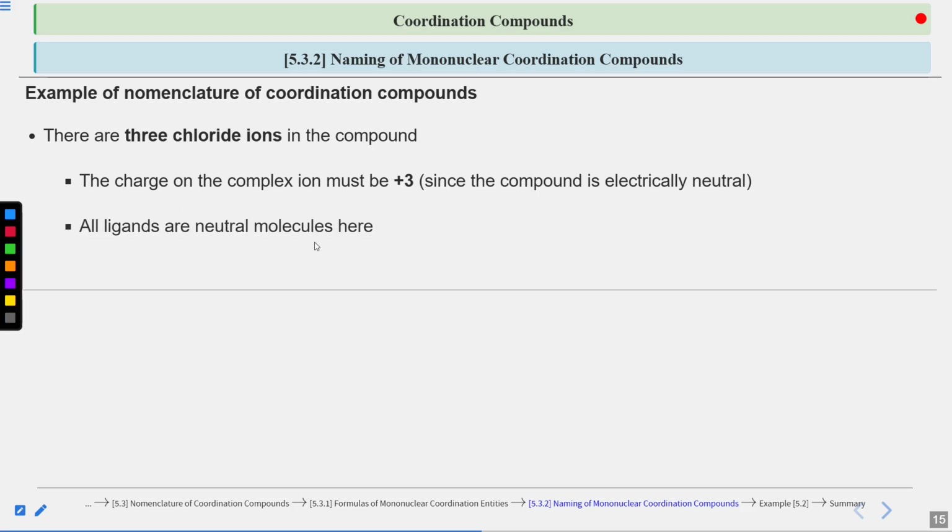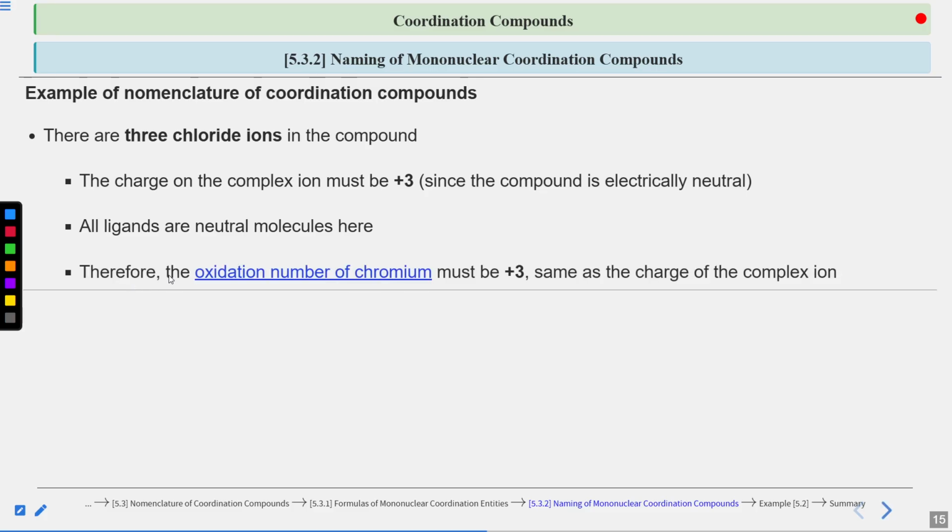All ligands are neutral molecules here, right? Therefore, the oxidation number of chromium you can easily calculate, which will be +3. Why? Because it is going to be same as the charge of the complex ion, because every ligand is also neutral here. Okay. So the charge of the complex ion is +3, because 3 chloride ions are present as the counter ions. So when they remove having 3 negative, the complex ion will get +3 charge, and that is going to be same as the oxidation number of the central metal, that is chromium.